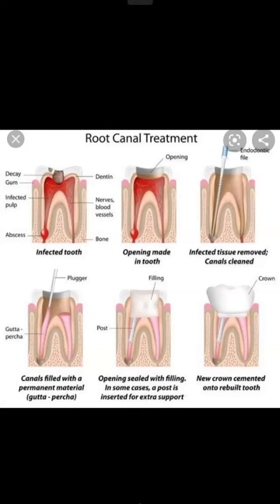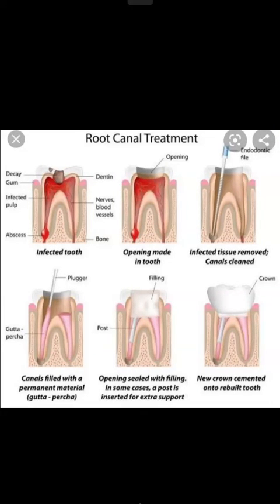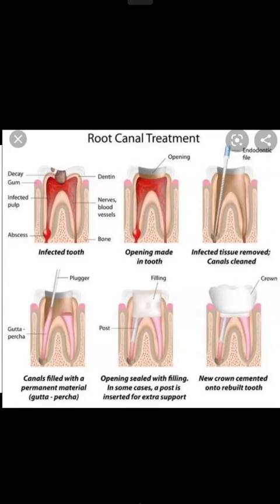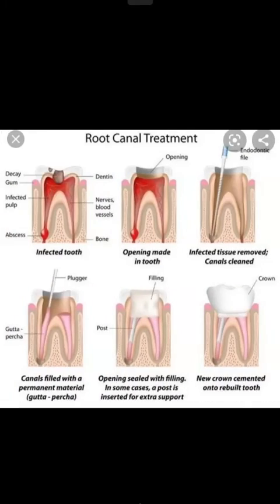Then we will use endodontic medicaments for a few days. After that we will fill the canal with a permanent material like gutta percha. Then the opening is sealed with filling, and in some cases a post is inserted for extra support. After that we will use sealing material, and seal the opening with the help of materials, and then a new crown is cemented onto the rebuilt tooth. So this is about the root canal treatment.